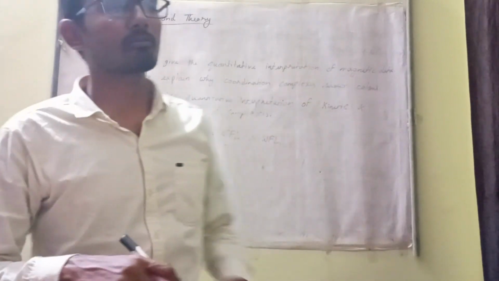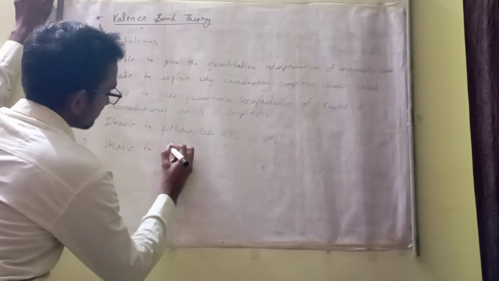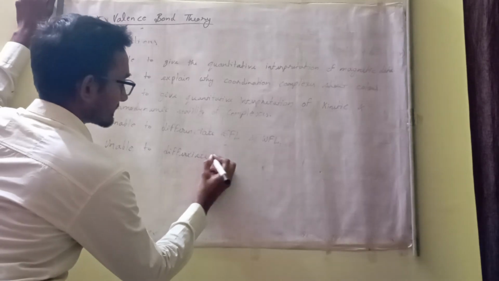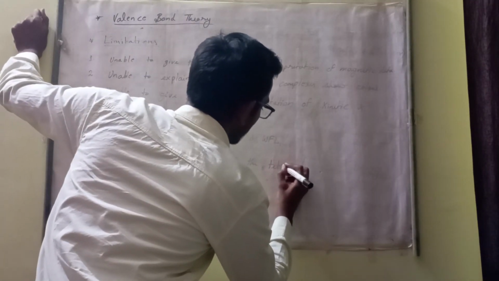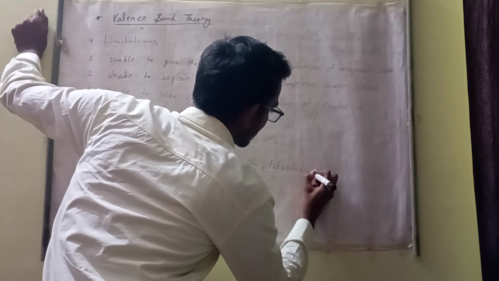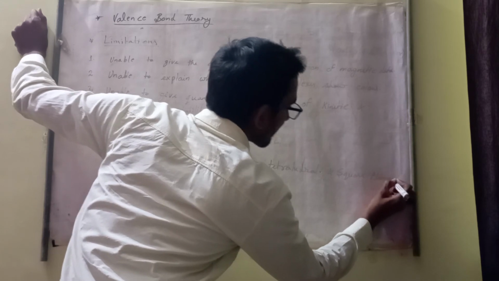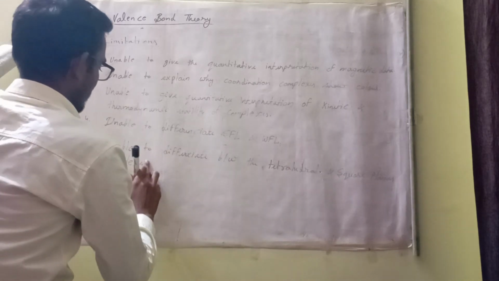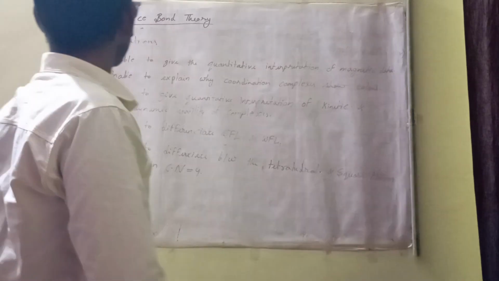it also could not explain that there is no differentiation between tetrahedral and square planar complexes according to it. Unable to differentiate between the tetrahedral and square planar complexes in coordination number 4. These are the 5 limitations of this valence bond theory.